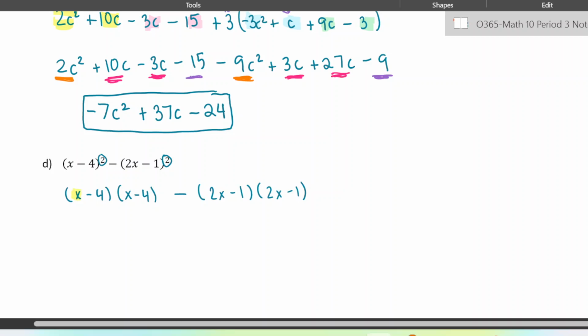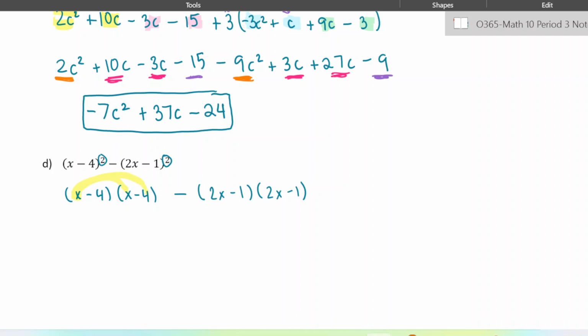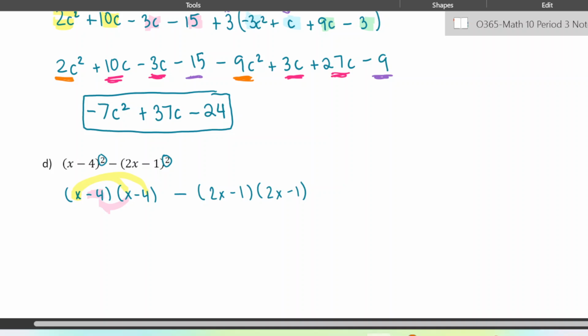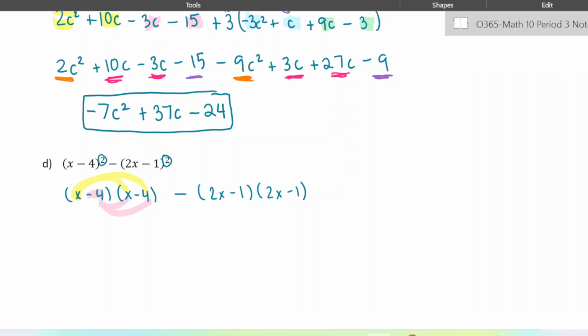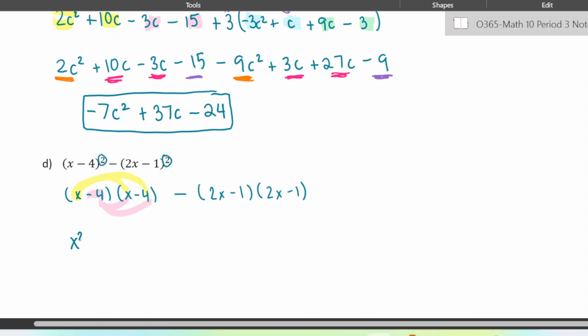Okay, so we're going to have x times x, times -4, and then I'll do pink, -4 times x, -4 times -4. So I'll have x squared minus 4x, that's my first two terms, then -4x, and finally positive 16. I'm going to keep that all in a bracket because I'm going to be subtracting it from the other expansion. And so I want to keep those two polynomials that I expand separate.